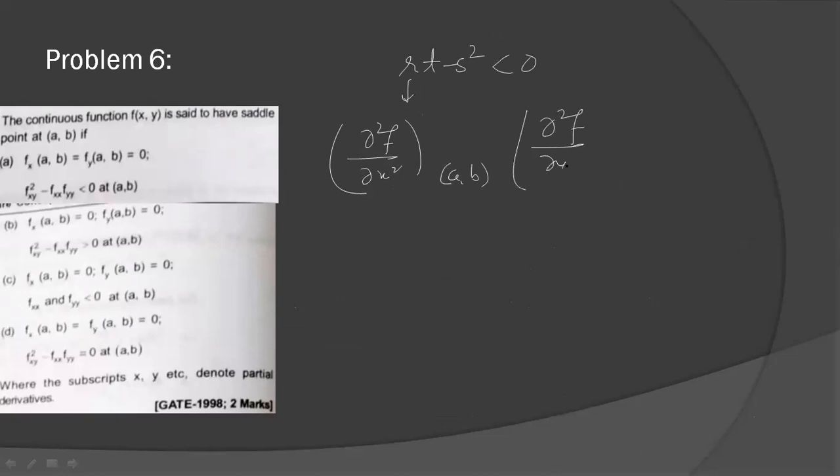Next problem: the continuous function f(x,y) is said to have a saddle point. What is the saddle point? rt minus s square is less than 0. r means del 2f by del x square at (a, b). t is del 2f over del y square at (a, b). Minus s is del 2f over del x del y at (a, b), whole square.